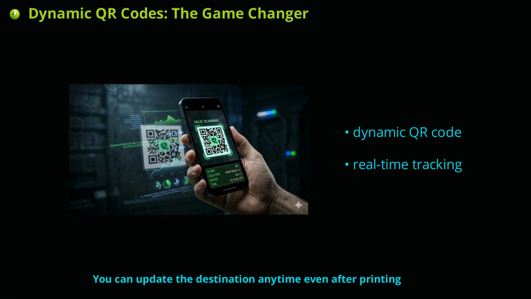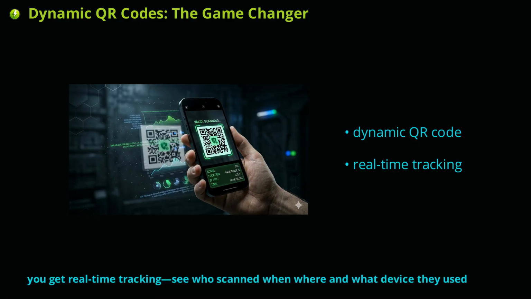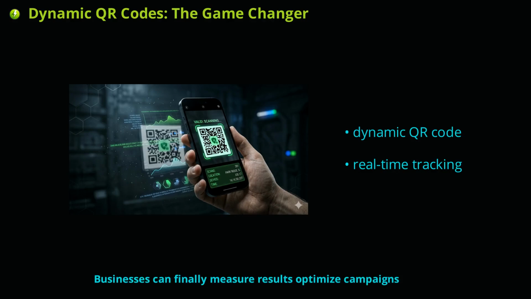You can update the destination anytime, even after printing. This means you can change your offer, menu, or landing page without reprinting anything. Plus, you get real-time tracking: see who scanned, when, where, and what device they used. This transforms QR codes from a guessing game into a powerful marketing tool. Businesses can finally measure results, optimize campaigns, and truly connect with their audience.